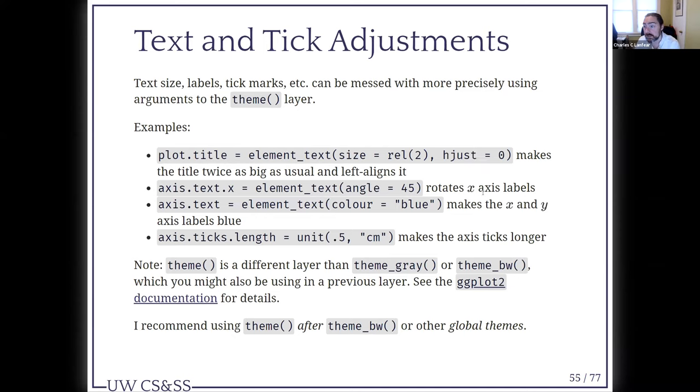Maybe you want your axis labels rotated. I think I have an example of this later, so I won't show you here. Generally, you can rotate text on your labels and your tick marks. You could make things different colors. You could change the lengths of tick marks, all that kind of stuff.